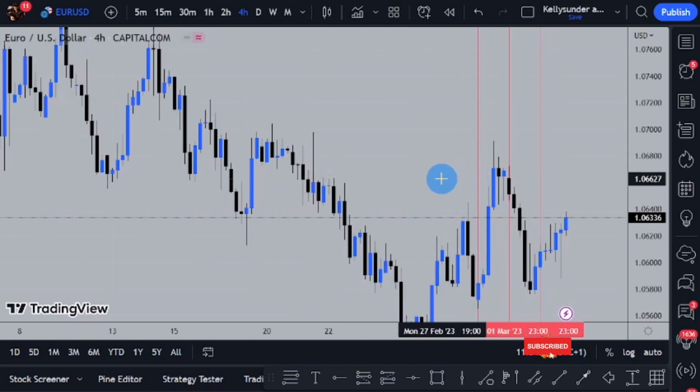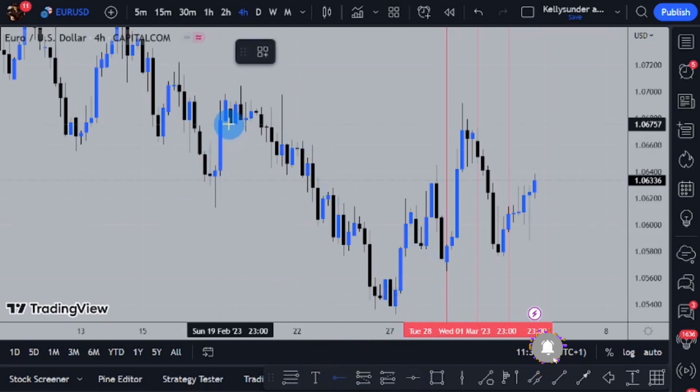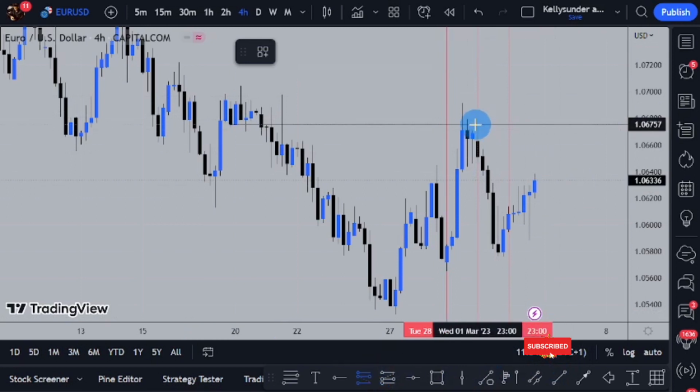Then intermarket analysis: if you also view this on GBP/USD, you see that yes, it also tapped into a fair value gap. You understand? Let me use a line to show you guys what I'm talking about. You can see this strong weekly order block. Price wicked into it and started dropping. Once price was wicked into it, this was where I placed the entry.